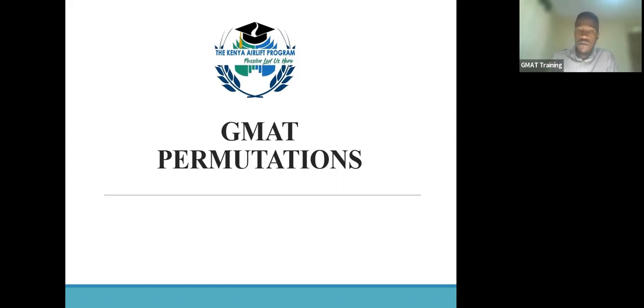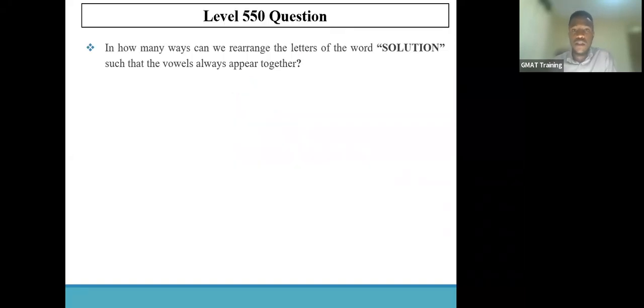So on to the first question that I'm going to cover in this session. It's arguably a level 550 question, and its classification in this level is just based on my analysis of the number of students who do get it right. So the question is, in how many ways can we arrange the letters of the word SOLUTION such that the vowels always appear together?